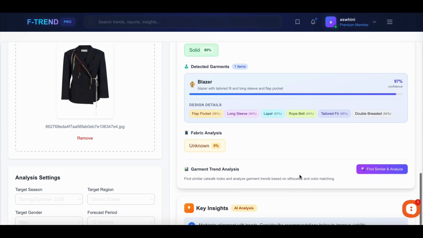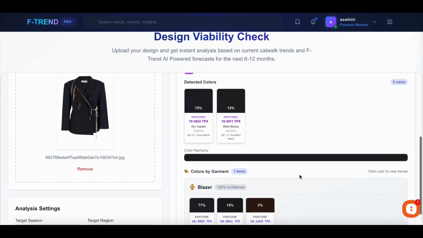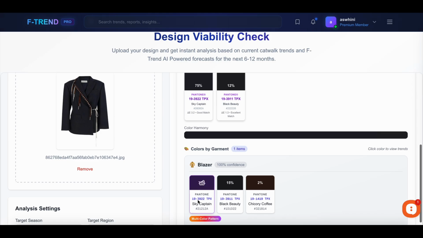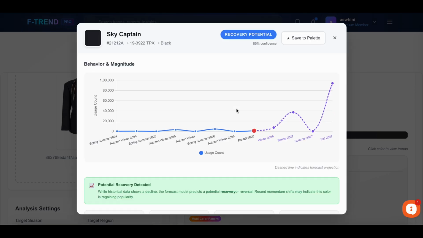We're not just talking about general color families anymore. We're talking specific shades. If you, the user, click on any of the Pantone colors displayed on that dashboard, you access the deep data layer. And what does that look like? That click generates specific performance graphs, detailed forecasts, and predictive trend lines for that exact shade, not the general hue.